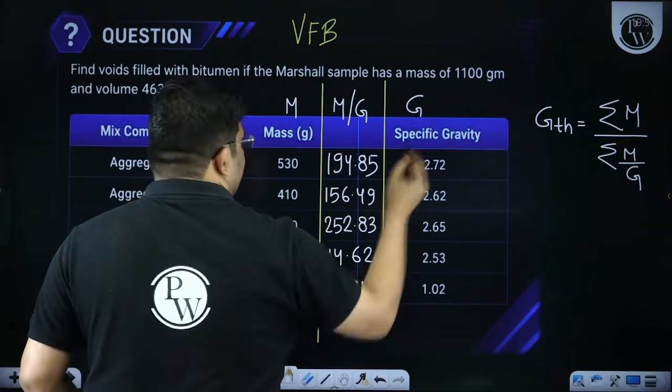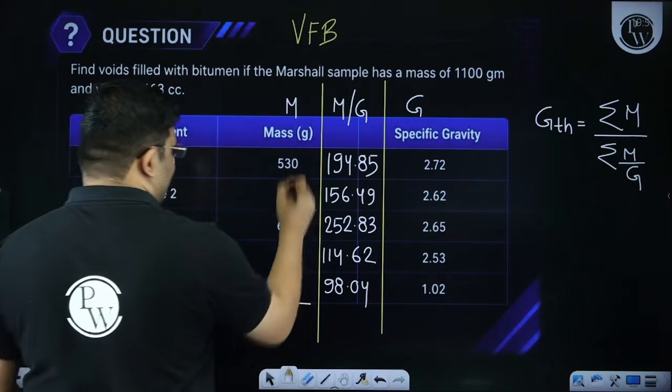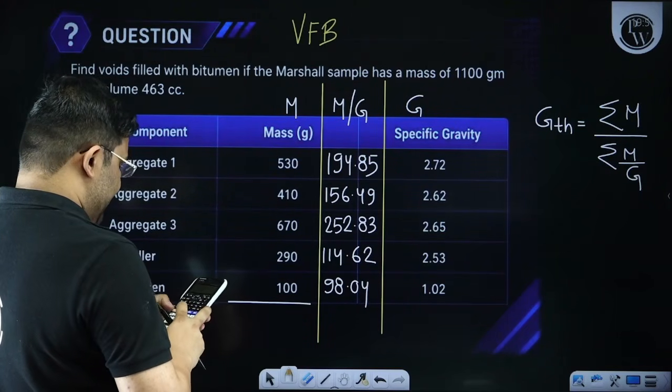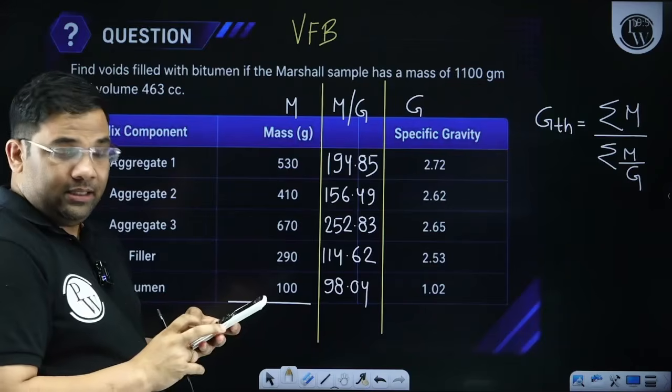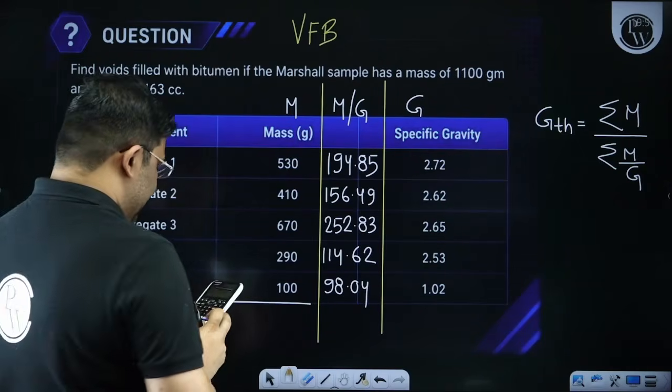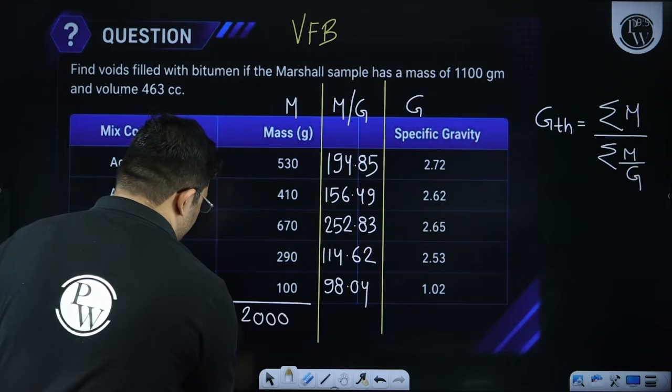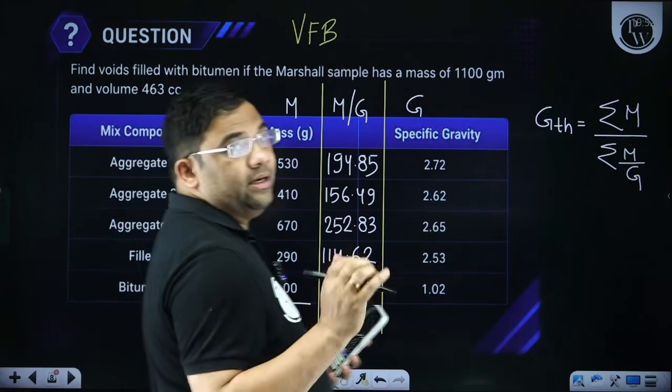So now you see summation of mass. Summation of mass means what? We'll add all these masses. So 530 plus 410 plus 670 plus 290 plus 100. The sum of mass I am getting is 2000. This is the sum of mass of all the different constituents.